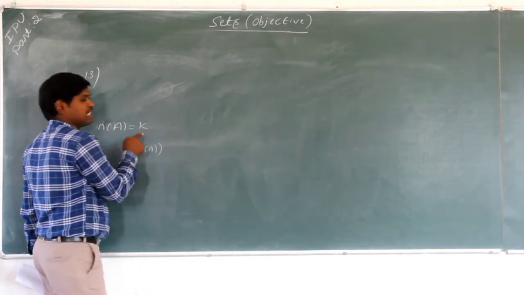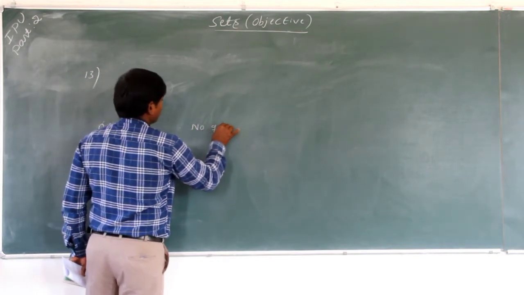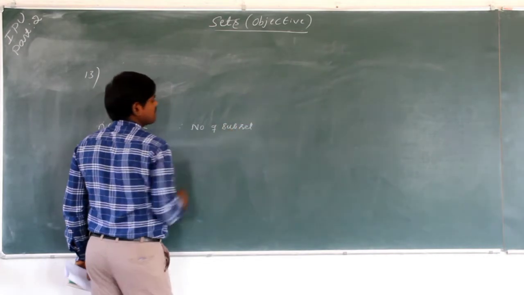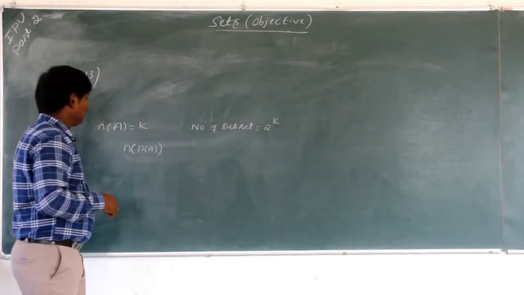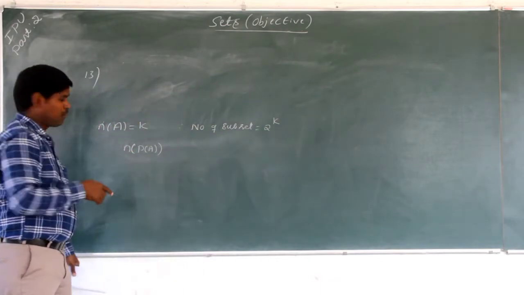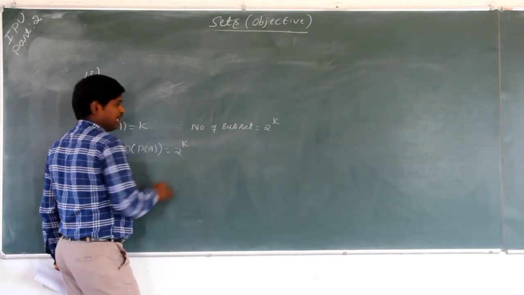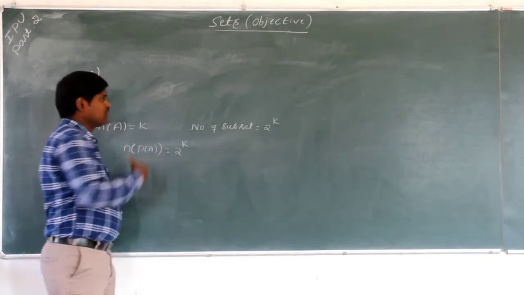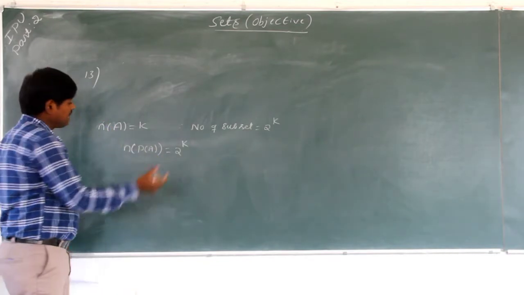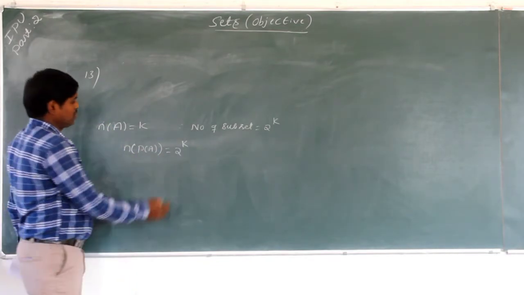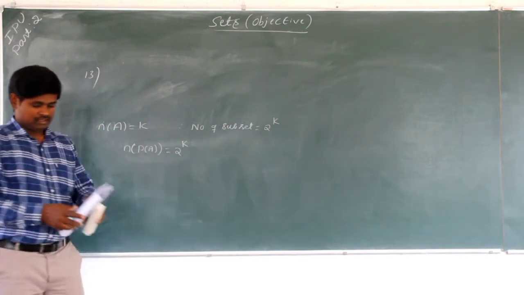So the number of subsets is equal to 2 to the power of k. Therefore, the number of elements in power set A is nothing but 2 to the power of k. Actually, this is the collection of all possible subsets, so each and every subset is an element of power set A. That means power set A consists of 2 to the power of k elements. Okay, write down.